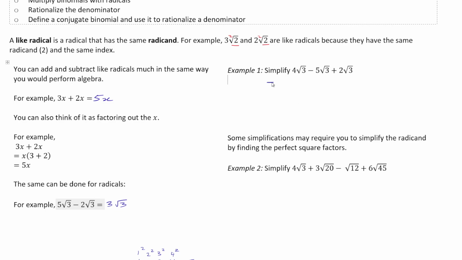So I just need to think about this, and I can do this in my head. If I have 4 root 3's, and then I take away 5 root 3's, then add 2 root 3's, how many root 3's would I be left with? Well, I can start here. 4 minus 5 root 3's would give me -1 root 3, and -1 root 3 plus 2 root 3's just gives me 1 root 3, which I can write as simply root 3.